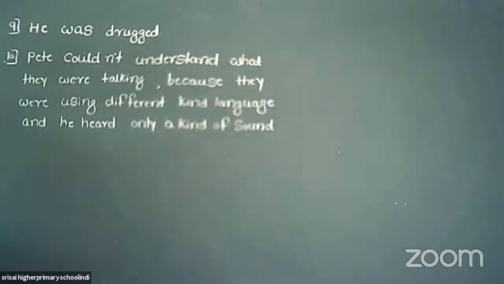Now go for the 11th one. Why did Pete prevent the other children from taking the drink? Okay, 11th one.